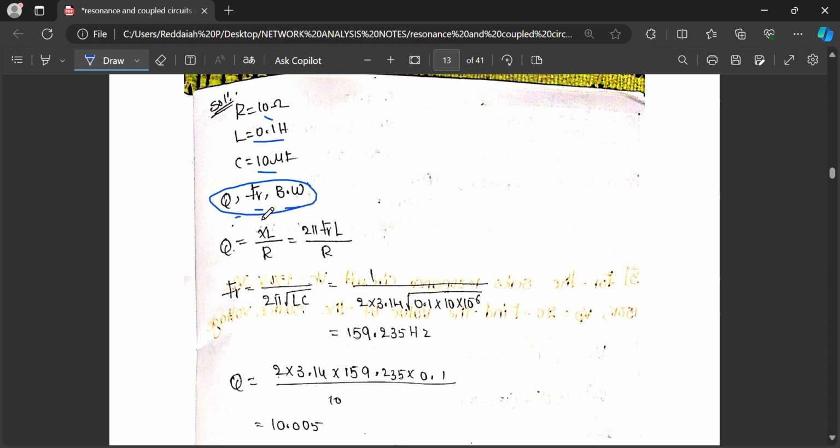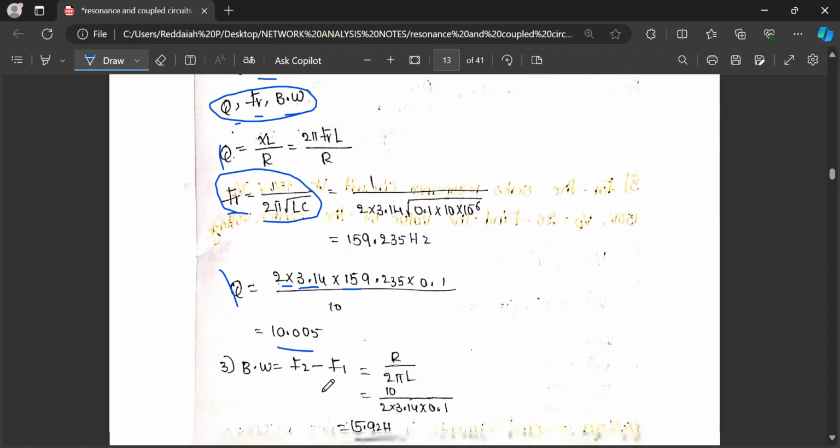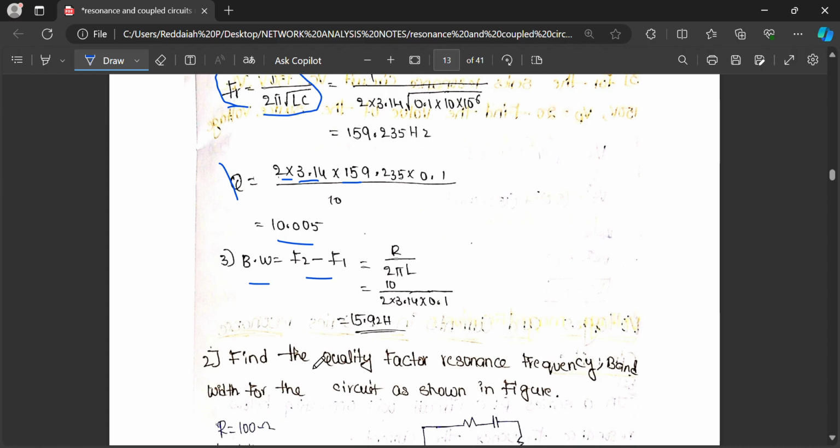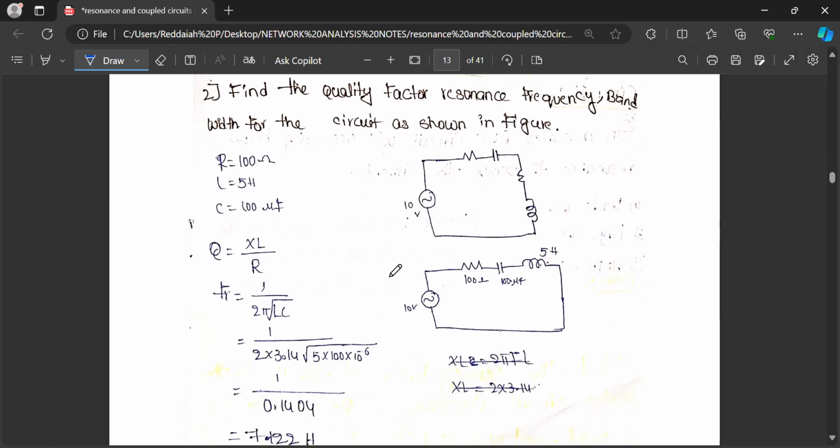Quality factor is indicated by Q, resonance frequency is FR, bandwidth we can simply indicate as BW. Q equal to XL by R, quality factor we can calculate. FR equal to 1 by 2 pi root LC, that is resonance frequency we can calculate. Next Q equal to XL by R, 2 pi FR L, 2 into pi is 3.14 into FR, resonance frequency FR equal to 159.25, divided by R. From that, quality factor is 10. If the quality factor is more than 10, it is a good coil. Bandwidth is F2 minus F1. From the quality factor, the relation we can calculate. Find the quality factor, resonance frequency and bandwidth for the circuit. For the circuit, you can see here.